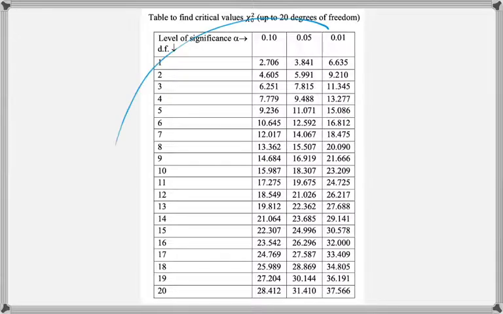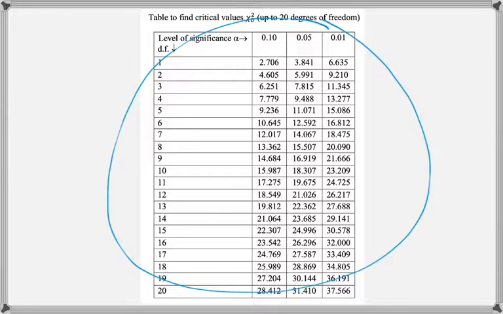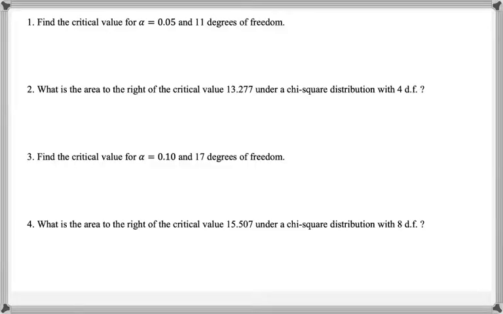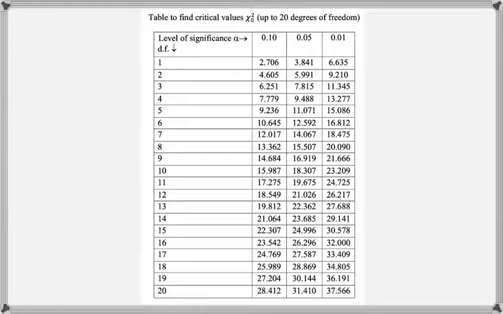And this is the table for the chi-squared critical values. Number 1 says, find the critical value for alpha equal to 0.05 and 11 degrees of freedom. So that would be right here. So 19.675.